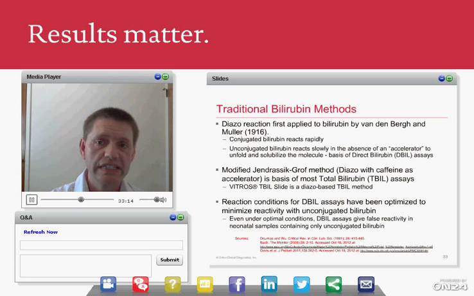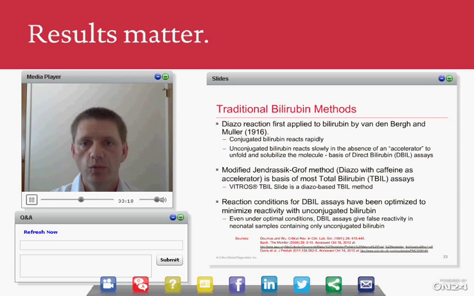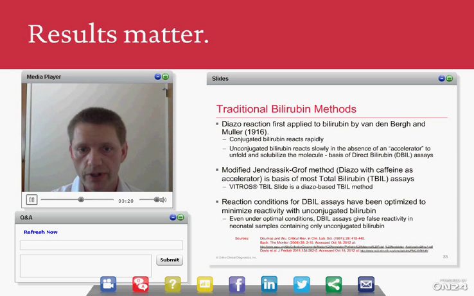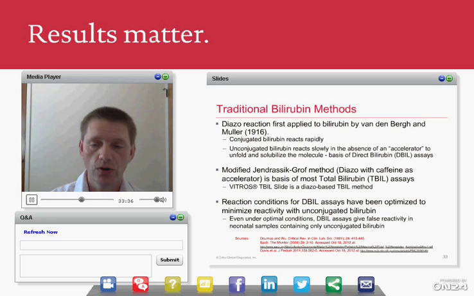So in terms of D-bil reactions, what's been done is an effort to optimize conditions to minimize the reactivity of the D-bil assay with unconjugated bilirubin. However, even under optimal conditions, D-bil assays do give false reactivity in neonatal samples containing only unconjugated bilirubin. And I'll give you the easy proof of that in a couple of slides.